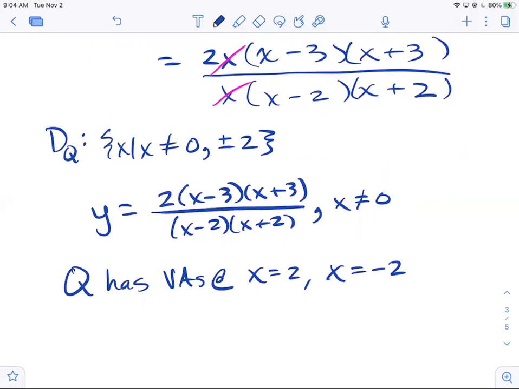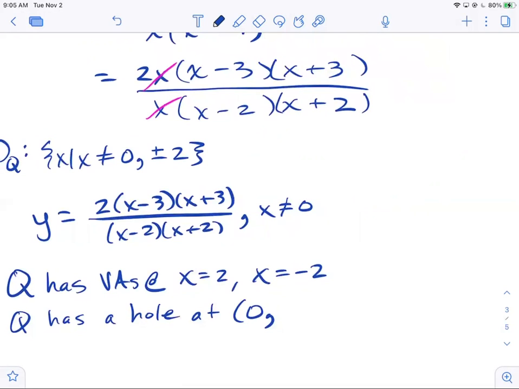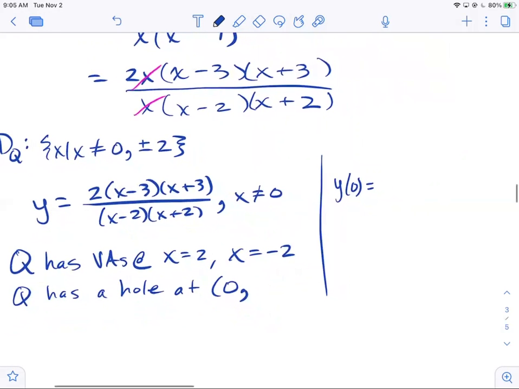Those are the two non-removable factors. And then Q has a hole at 0, comma. And then what do you get when you plug a 0 into Y? Let's come over here and plug it in. Y of 0. So you can't call it Q of 0, but you can call it Y of 0. It's going to be 2 times -3 times +3 is -9. And the bottom, you get -2 times +2, which is -4. Right? And so what does that equal?